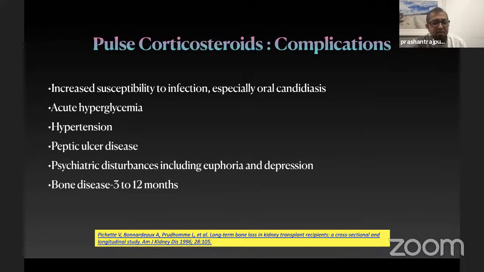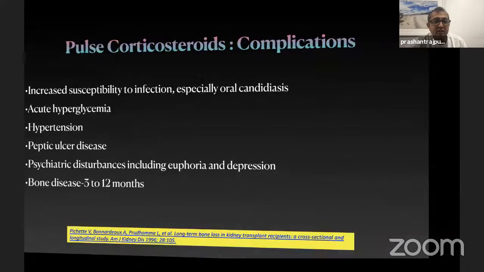Hypertension is common. Peptic ulcer is not that common, and you can sometimes see psychiatric disturbances. These patients need to be put on bisphosphonates to prevent bone disease, which usually occurs in 3 to 7 days.